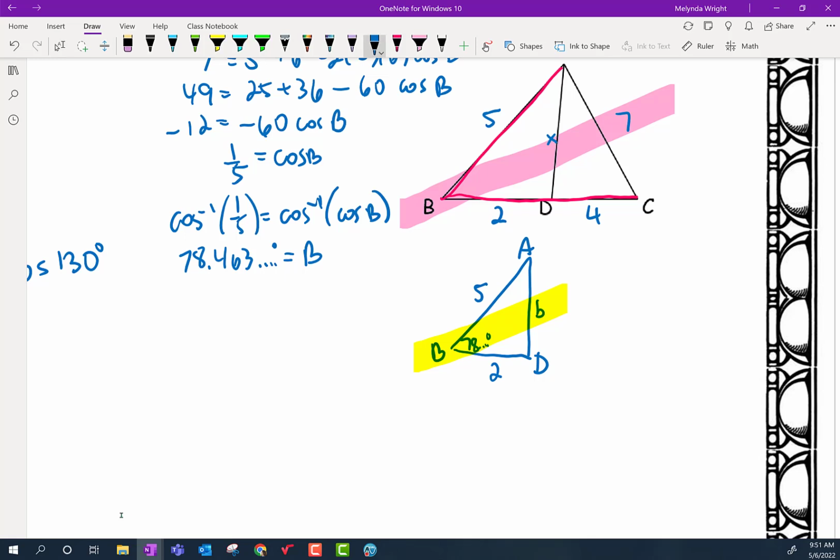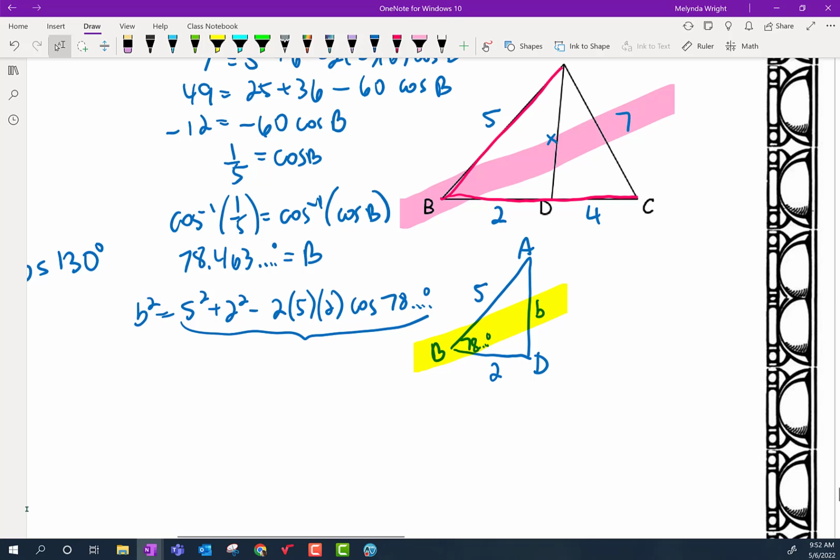Okay, so here we go. So we've got b squared equals 5 squared plus 2 squared minus 2, because that's part of the formula, times 5 times 2, cosine of this 78 business number, that whole thing. Okay, so now we've got this part to put in the calculator. That was like the first problem that we did. So let's go to the calculator. We're going to enter all this in, and then we're going to square root it.